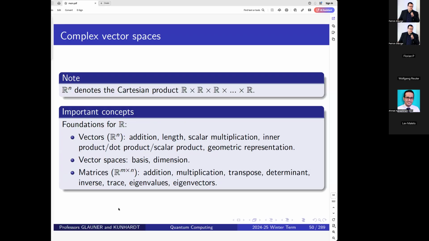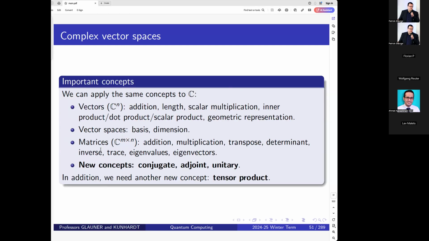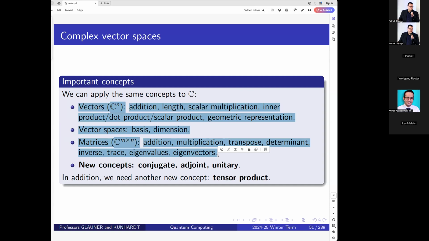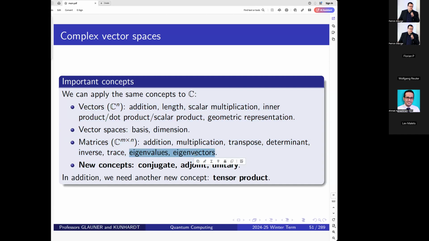So the last slide we finished was this one here, just some important concepts that we have revised in the last half an hour. When you do this with complex numbers, all of that is the same as I just said. Eigenvalues and eigenvectors are a bit more tricky, but that doesn't matter for now. But there are some new concepts that we need to look at today.